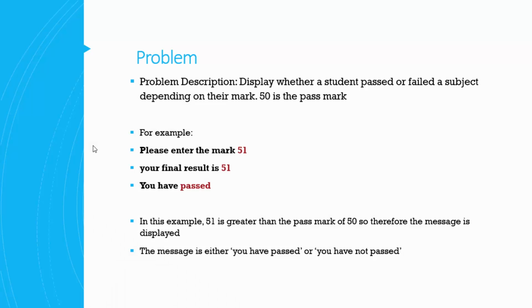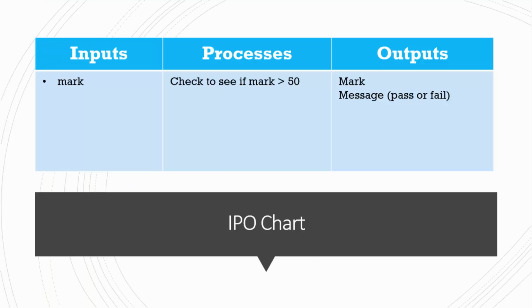So our problem: we need to display whether a student has passed or failed a subject depending on their mark. 50 or greater is a pass and anything less than 50 would be a fail. In this example, we can see if we put in a mark of 51, it will give us a message that you have passed. If it's less than 50, then it will have a message that says you have not passed.